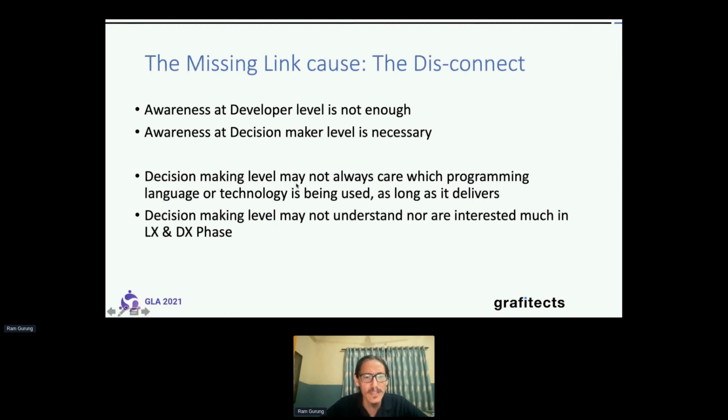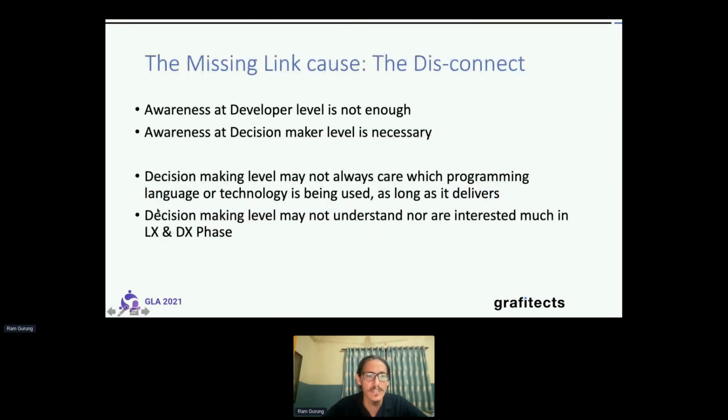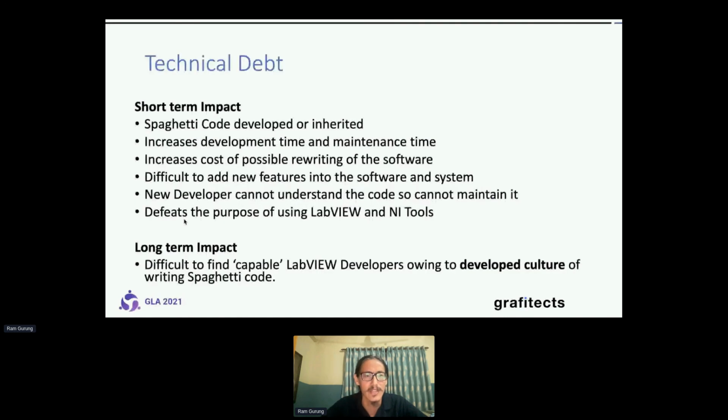So a decision-making level may not always care about the programming language, because I've seen customers who do not care whether we write in LabVIEW or something else. It doesn't really matter. It's completely down to how fast we can develop and deliver. The decision makers may not understand that, but they can understand one thing, which has been cropping up in today's and yesterday's presentations: technical debt.